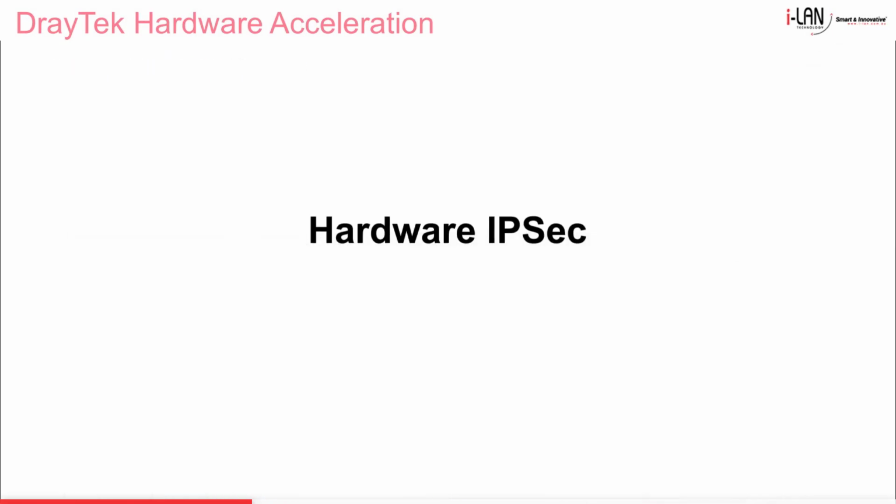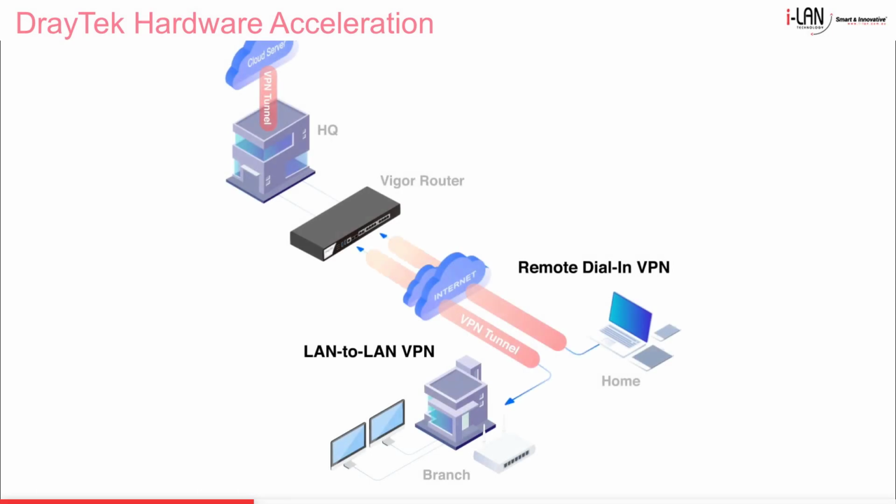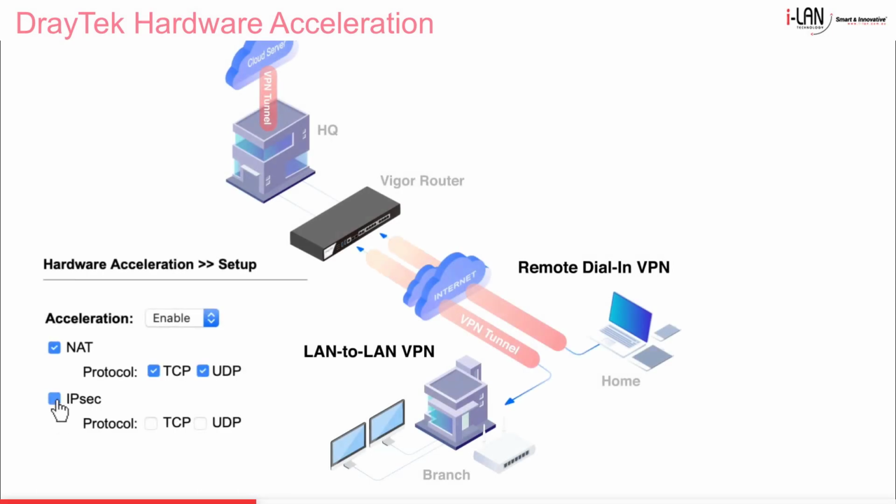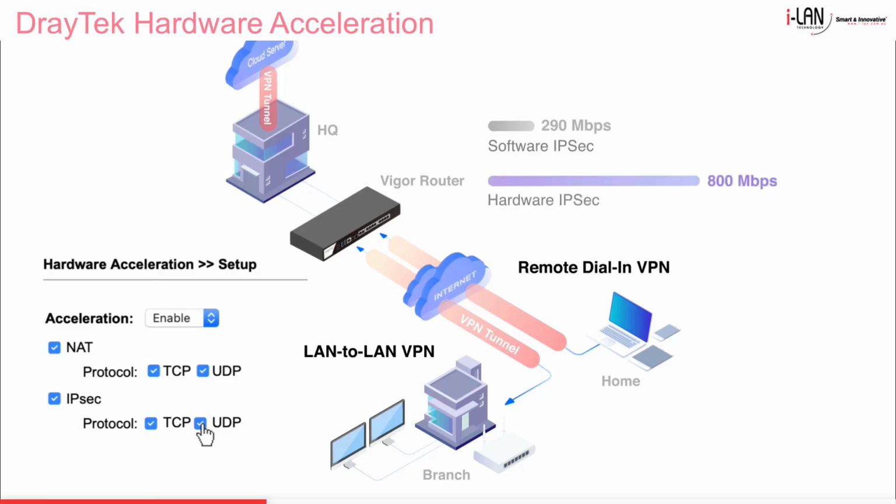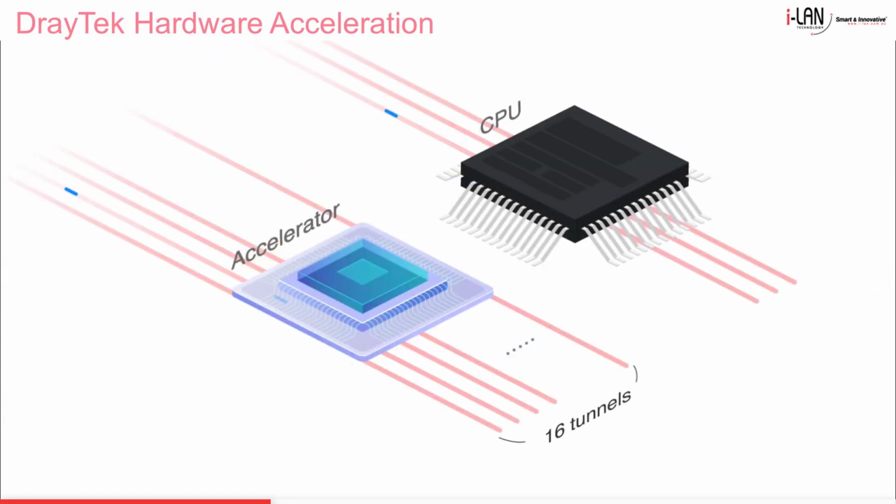Next, we have hardware IPsec. In the latest Strateq router models, up to 16 IPsec VPN tunnels can be accelerated. In the VIGA 2927 and 2865 routers, IPsec performance is 290 megabits per second when software mode is used, but with hardware acceleration enabled, IPsec performance jumps to 800 megabits per second, which is 2.8 times faster. The first 16 IPsec tunnels are handled by the hardware accelerator, with the remainder being handled by the CPU. When a VPN tunnel is disconnected and removed from the hardware accelerator, the next VPN tunnel being handled by the CPU is automatically moved to the hardware accelerator.